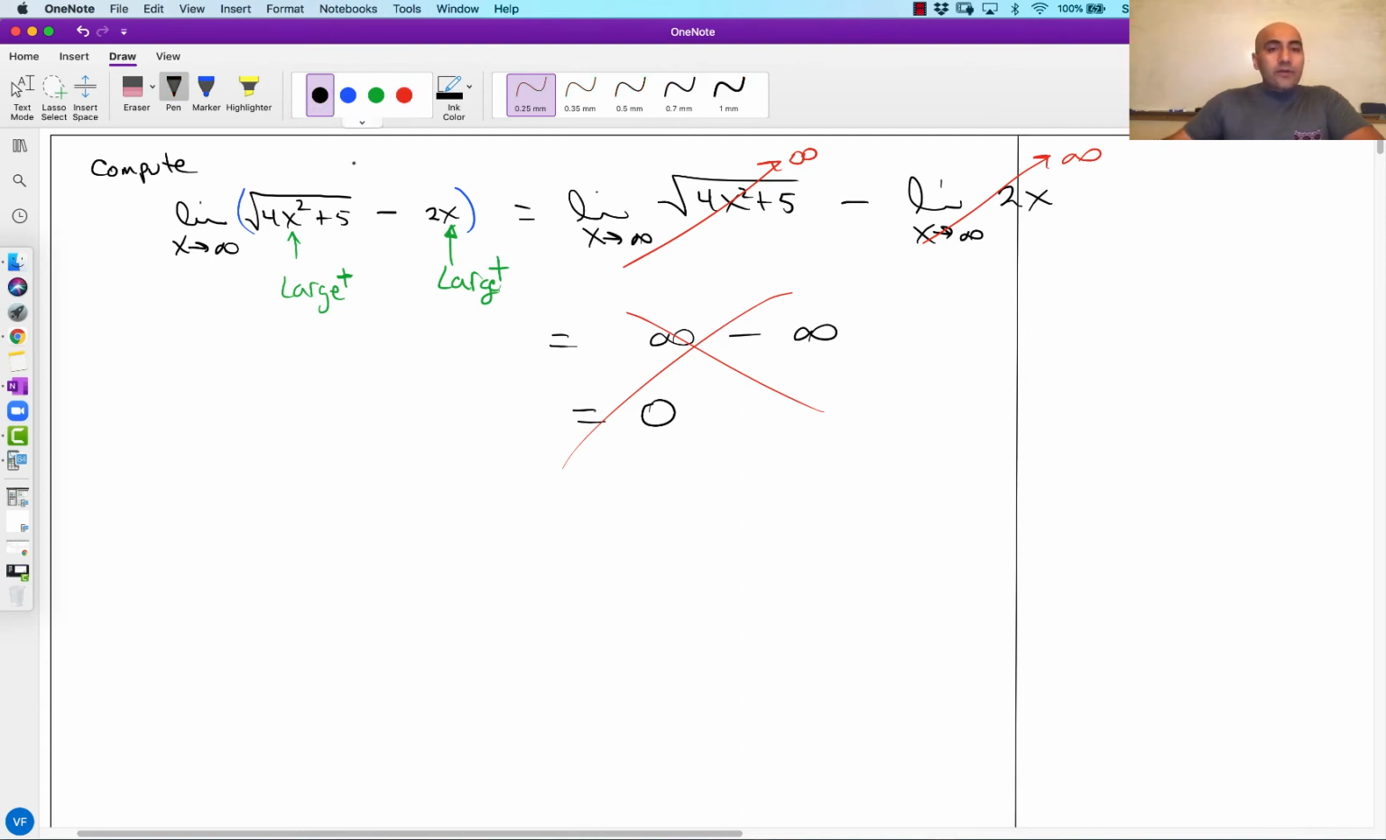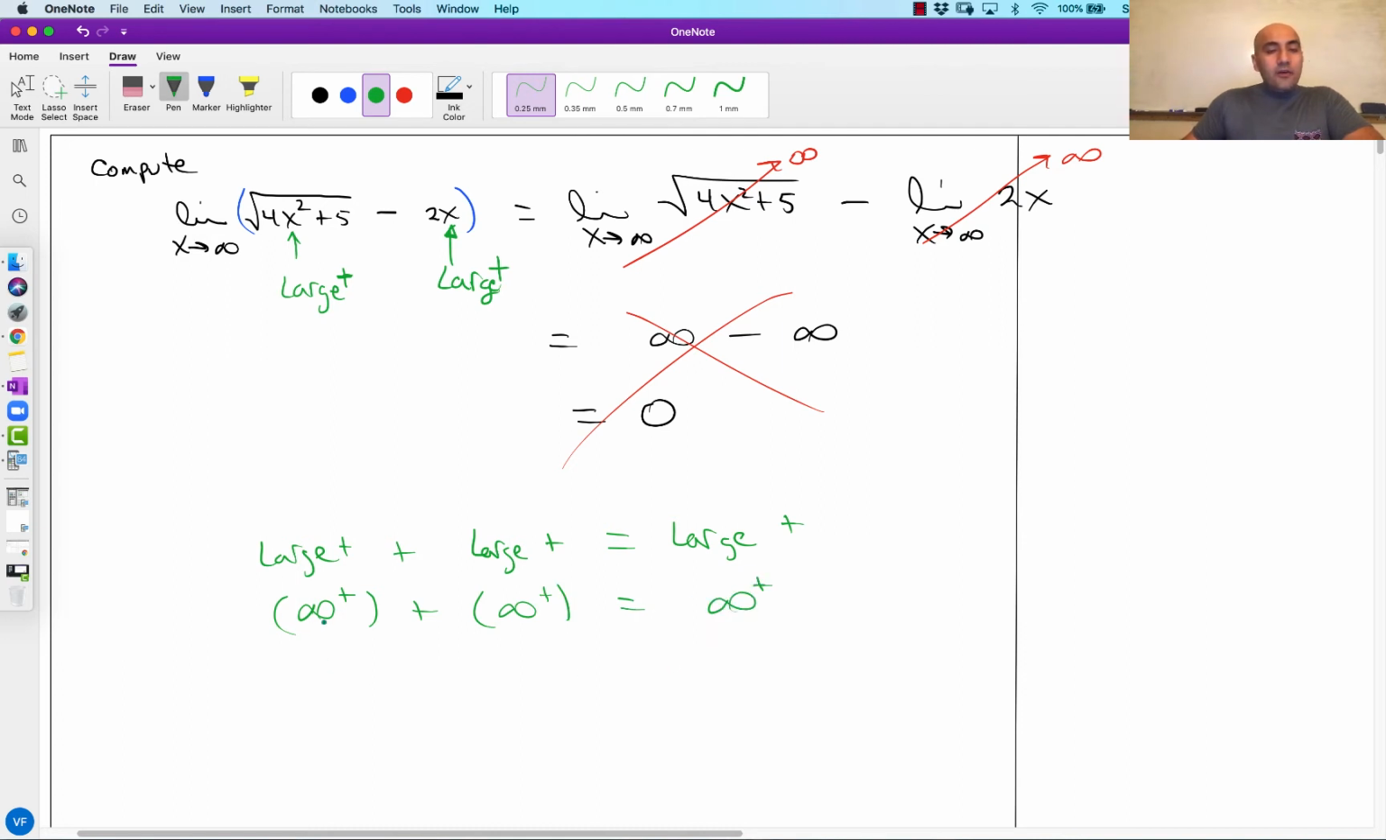What we can do is have a large positive plus a large positive. If we had a large positive number plus another large positive number, I can safely conclude that it will be a large positive number. So notation-wise, we can adopt this notation of a positive infinity plus a positive infinity equals a positive infinity.